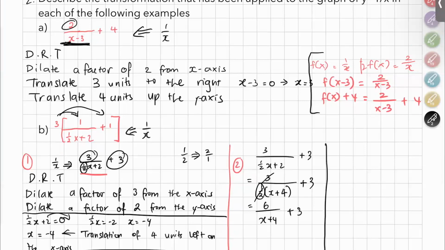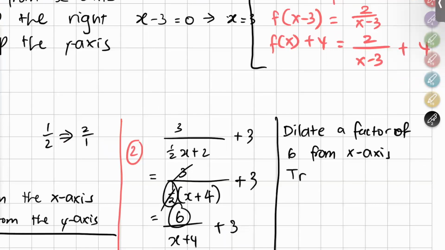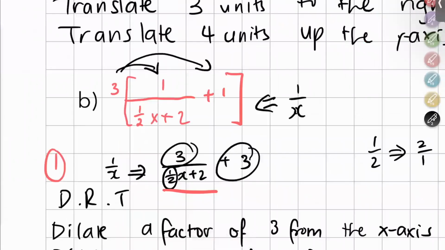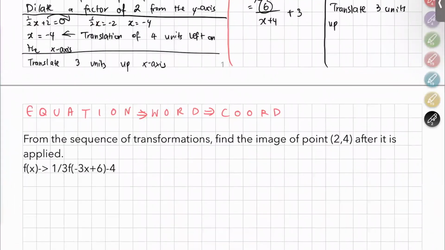And now, if I write down the transformation, it's going to be a bit different. So starting with the dilation, I have dilate a factor of 6 from the x-axis because it's outside the function. Second step, just translate 4 units left because I have x plus 4 and I make that equal to 0, which I get -4. And then I have translate 3 units up. So what I've done here is I've essentially cancelled out, if you look at the pink, I've cancelled out the dilation to get one dilation just from the x-axis, okay, which is an outside of the function effect.